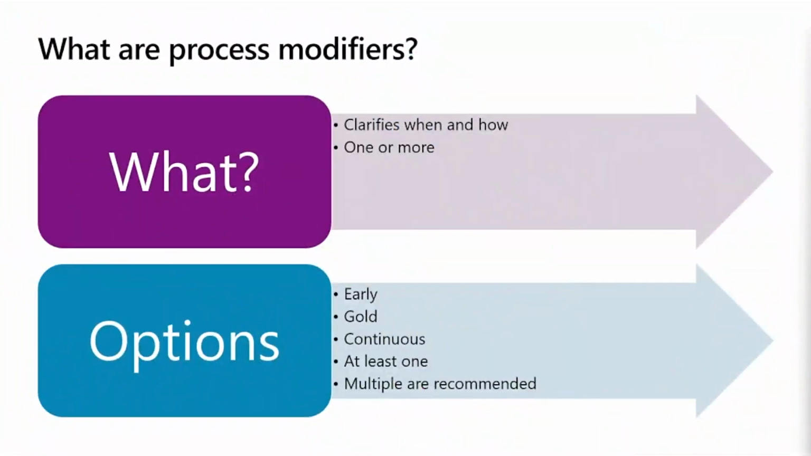The next column in the table is process modifiers. Process modifiers help clarify when and how a process should be done. There are 5 different options to pick from, and you can include one or more of these. It is also possible that a process may not have any process modifiers if none of these options apply. So this is the only column that's okay to leave blank. The options are early, gold, continuous, at least one, and multiple are recommended.